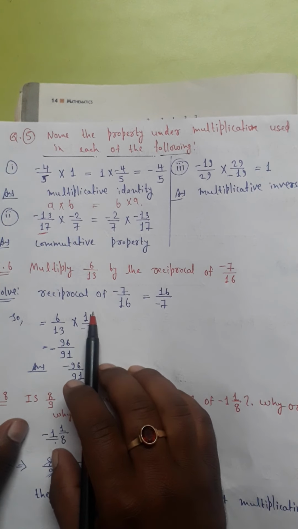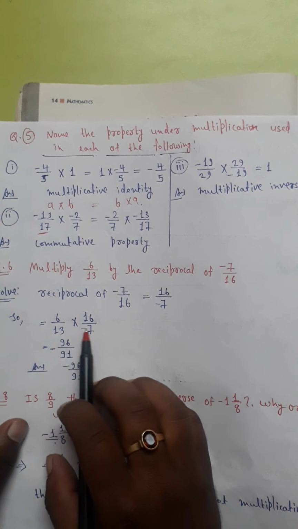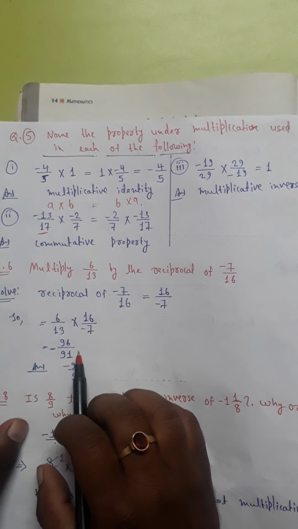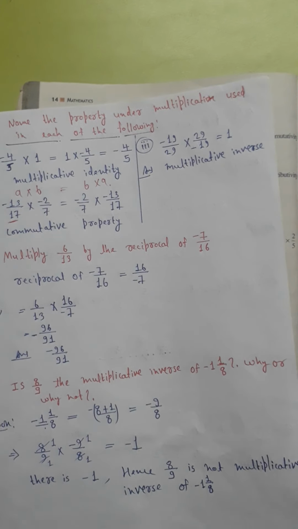So 6 into 16, 13 into 7. 6 into 16 is 96. 13 into minus 7 is minus 91. The answer is minus 96 upon 91.